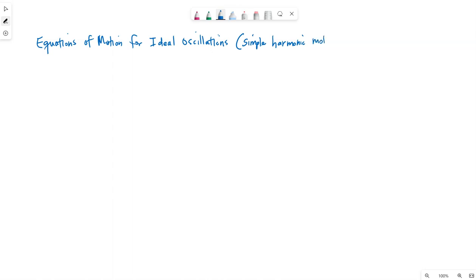Let's continue with our equations of motion for ideal oscillations. And as a reminder, ideal oscillations are also called simple harmonic motion, which sometimes you'll see abbreviated as just SHM.